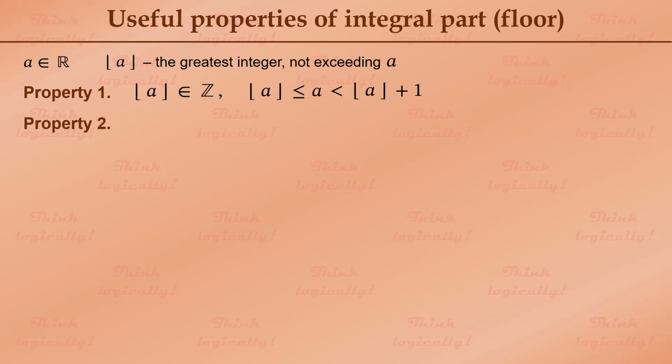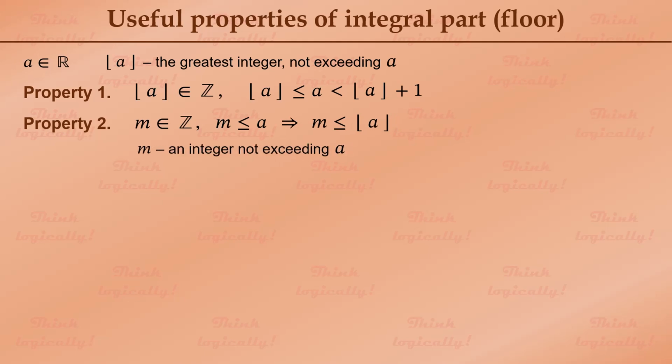Property 2 is also quite obvious. If m is an integer not exceeding a number, then m does not exceed the integral part of the number. Indeed, m is an integer not exceeding number a, while the integral part of a is the greatest integer not exceeding a. Therefore, m is not greater than the integral part of a, and property 2 is proven.